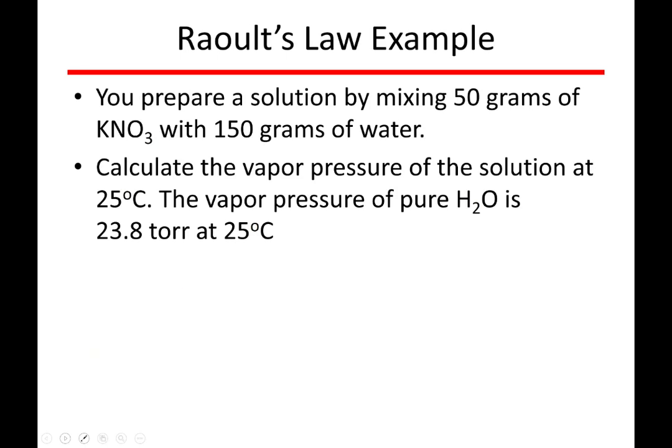We'll take a look at an example that uses Raoult's law. We're told here we have a solution that is made by mixing 50 grams of potassium nitrate, a non-volatile solute, with 150 grams of water. We need to find the vapor pressure of this solution at 25 degrees C, given that the vapor pressure of pure water is 23.8 torr at 25 degrees C.